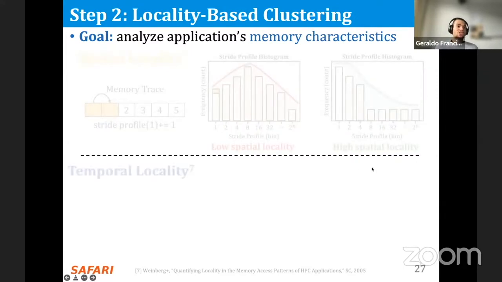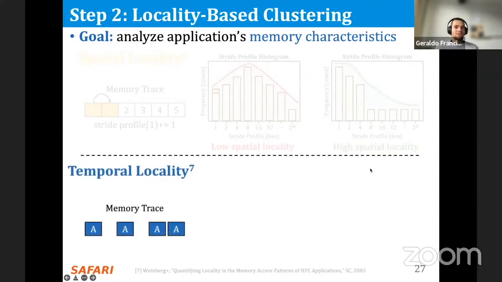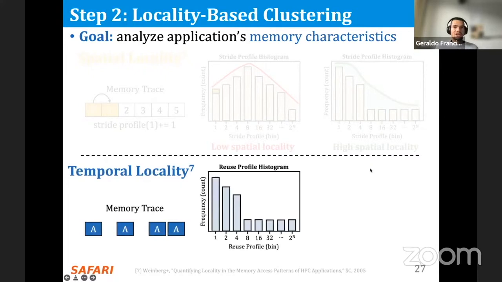Similarly, we evaluate how much temporal locality the application has. For this, we collect the memory trace of the application to create a histogram called reuse profile, where each bin represents the number of times a memory address is reused. For each memory address, we increment the bin that represents the corresponding number of repetitions. In this example, memory address A is reused 4 times. Thus, we increment the reuse profile in bin 4 to indicate such reuse has been observed.